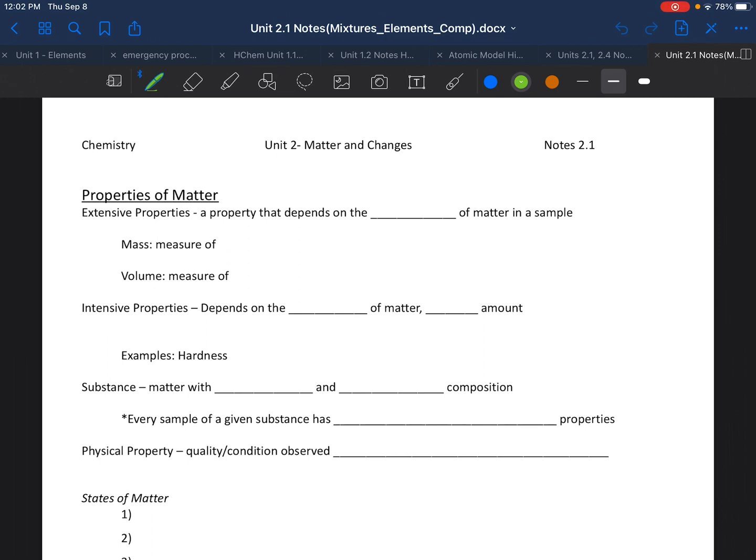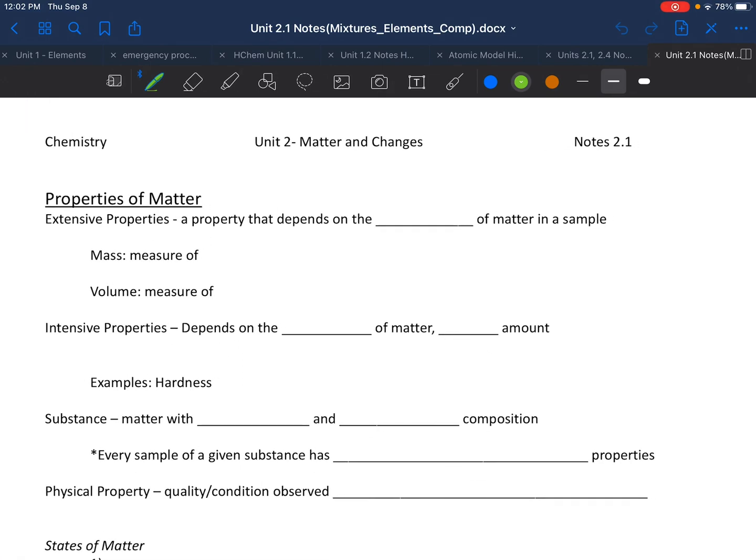So, reviewing properties of matter, we're going to go through extensive versus intensive properties. An extensive property is a property that depends on the amount of matter in a sample. Mass is a measure of amount. Volume is a measurement of space occupied. So extensive properties, the amount of it matters. So this could also be length.